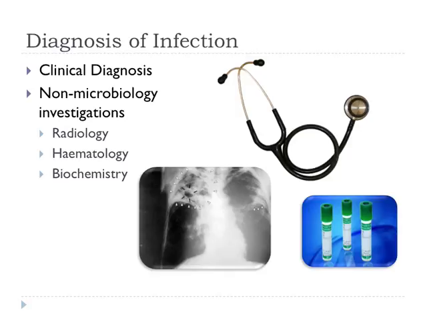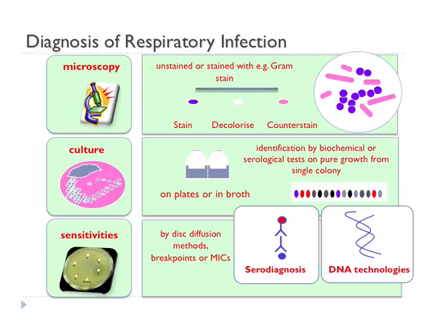Right, I'm just going to finish now in the last few minutes just to give you a recap, because I know you've had stuff on this before, but just to remind you, how do we diagnose infection? We start with clinical diagnosis, with sticking your stethoscope on the patient and listening to the chest. Do all these non-microbiological investigations. Obviously, radiology is very important here, and also haematology and biochemistry.